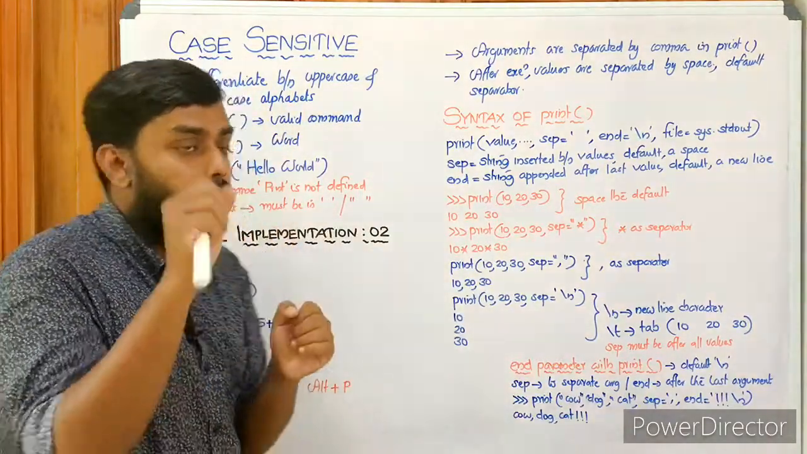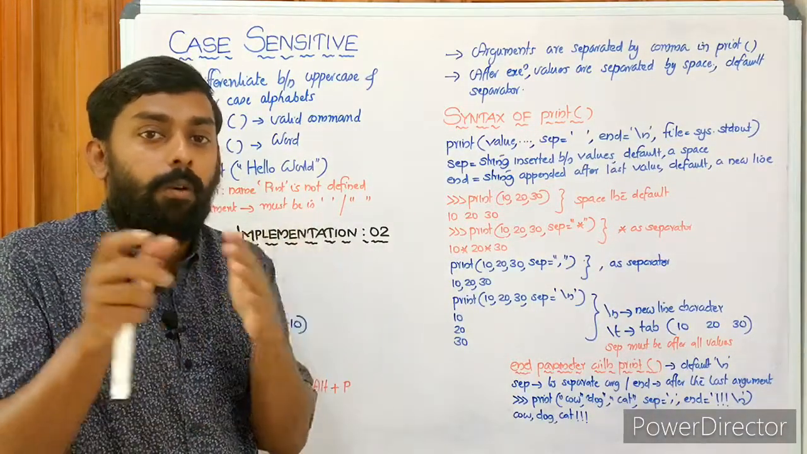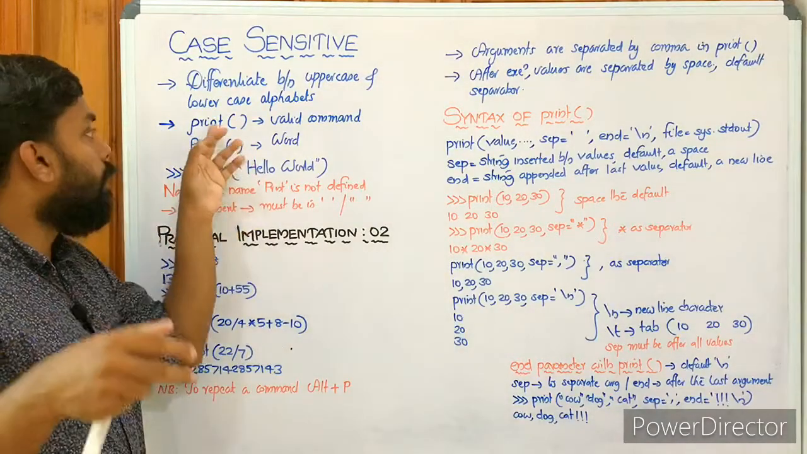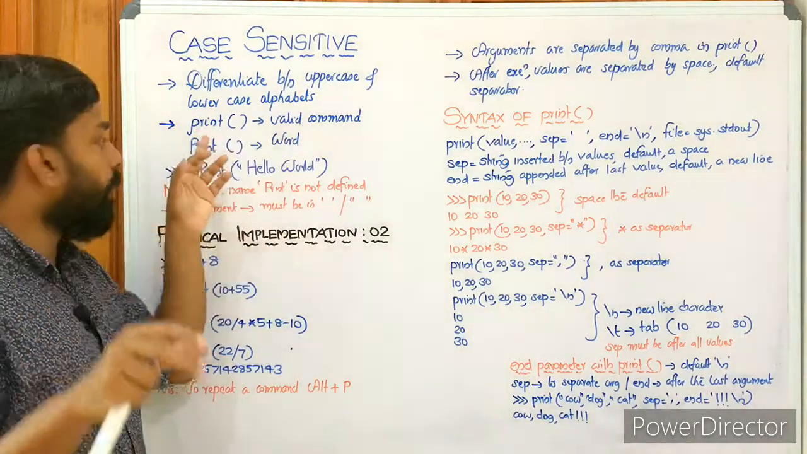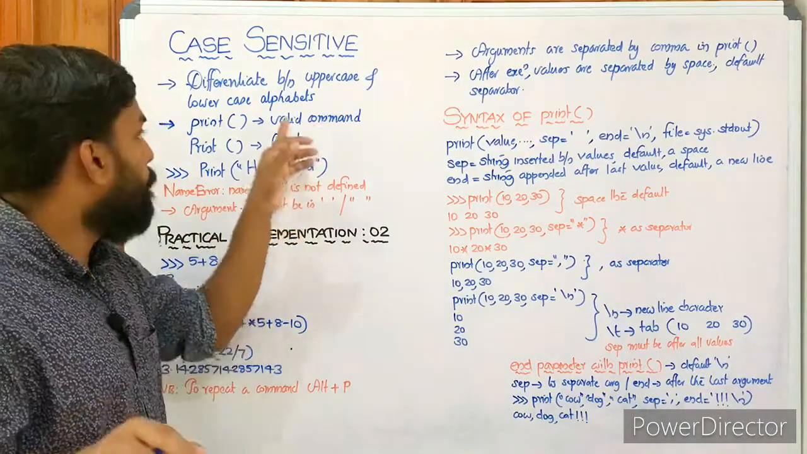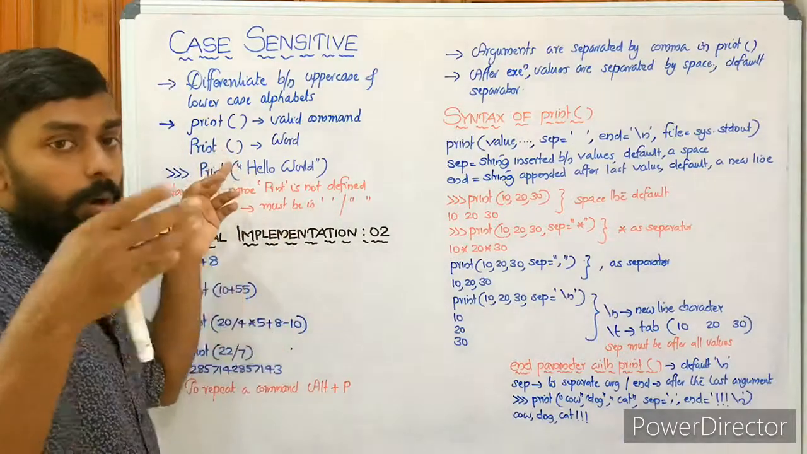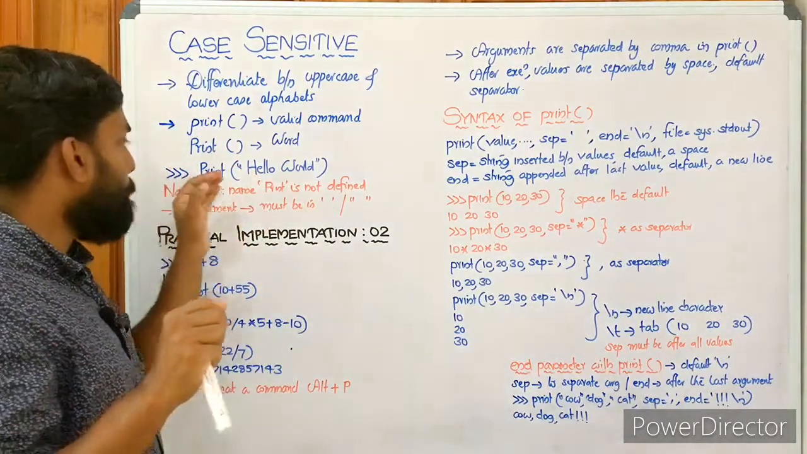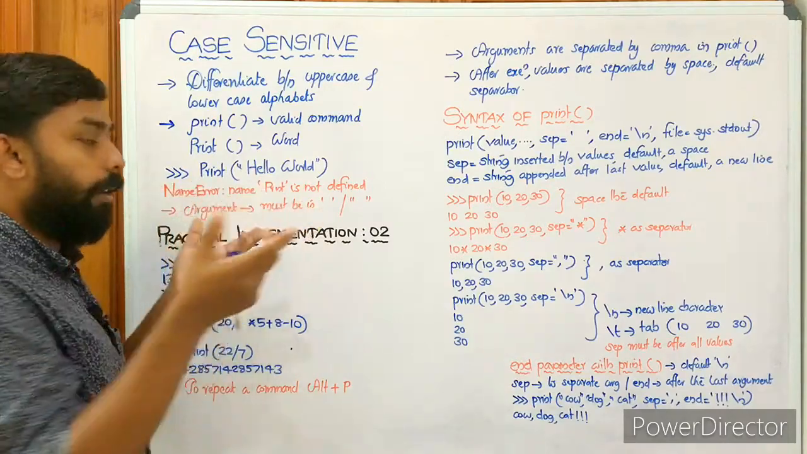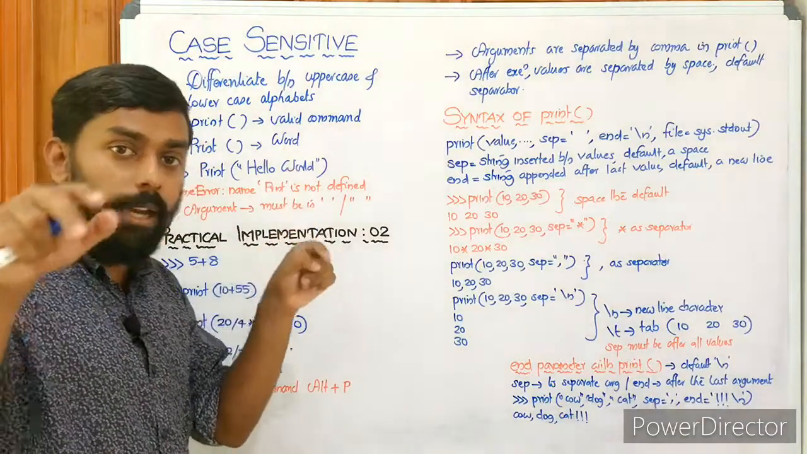Just have a quick revision. Python is a case sensitive language. Uppercase and lowercase are distinct. We have worked with print. Print is a valid command, all in lowercase. But Print with P in caps is just a word, not a keyword. The first print is a keyword, an already defined word, but the second is not. We have seen the example with P in caps: NameError, name Print is not defined. Then the argument must be in either single quotes or double quotes.